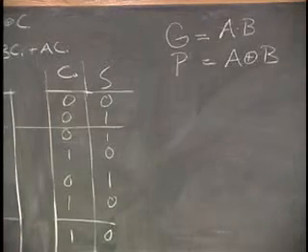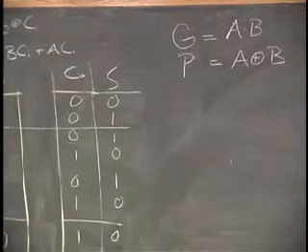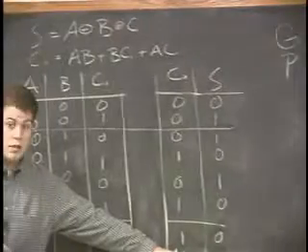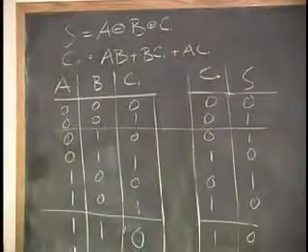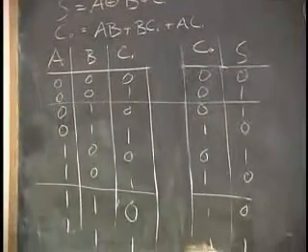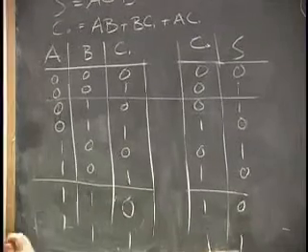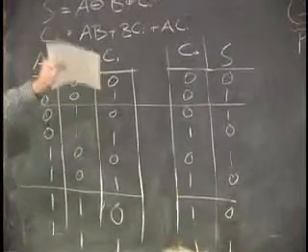The generate says whenever A and B are both 1, carry out is 1 regardless. So right now these are both things for the carry out. And now we're going to define our sum and our carry out in terms of these two functions.